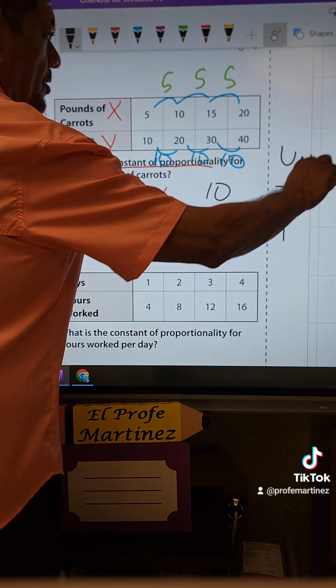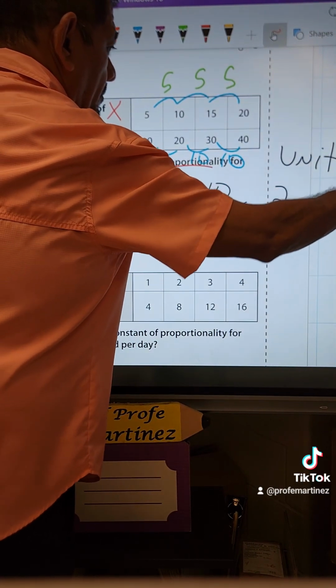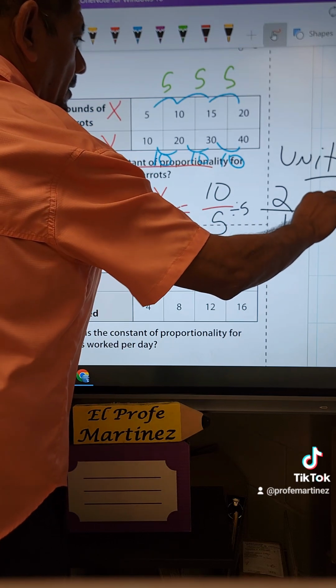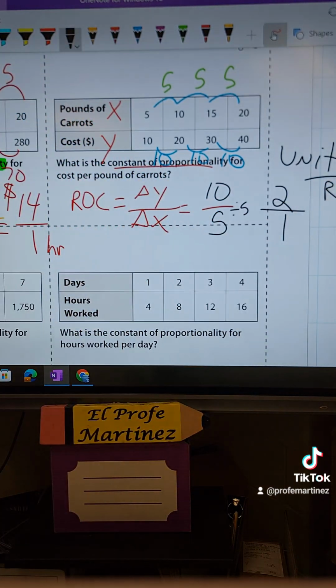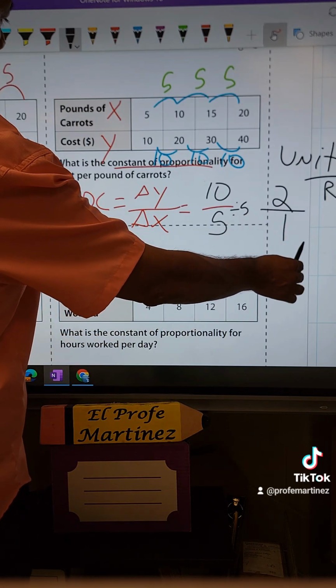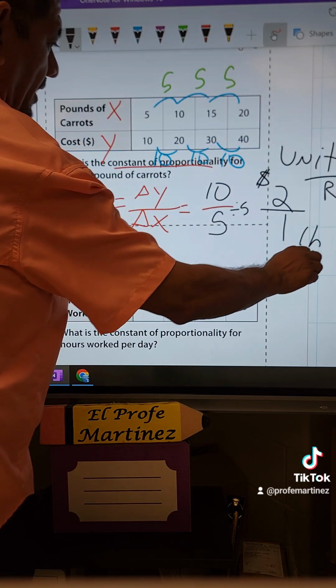We call this the unit rate, or my ROC, or my constant of proportionality. The cost is telling you that for 1 pound of carrots, you're going to pay $2. That's what it's saying there.